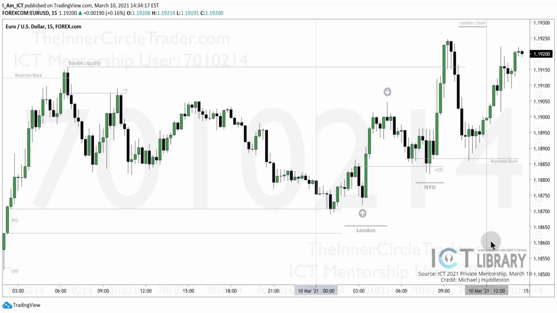EURUSD 15-minute time frame. London open kill zone, optimal trade entry. Runs here. High before New York, retraces back down into an order block. Buy side imbalance, sell side inefficiency. Perfect, classic. This right here, folks, this is the pattern. It's very, very easy to see. It's easy to spot. The framework is just textbook ICT.